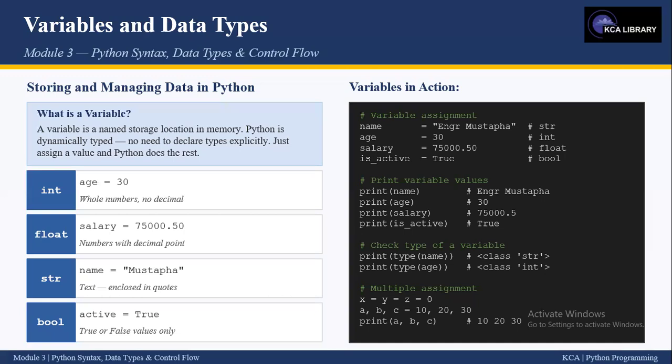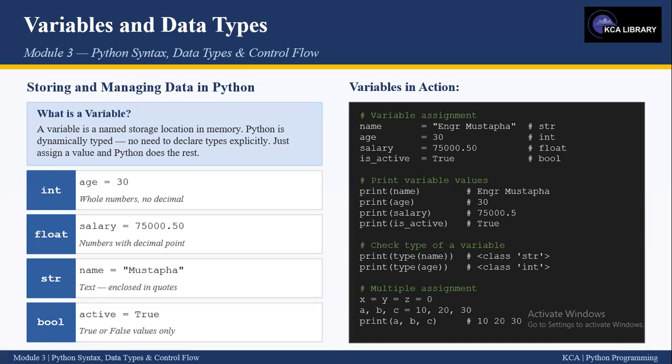So, for example, we have integer: age equals 30, whole numbers, no decimal. Float: salary, that is 75,000.50, numbers with decimal points. That's how you can declare them. String: name, Mustafa, that is text enclosed in quotes. Bool: active equals True, true or false values only.